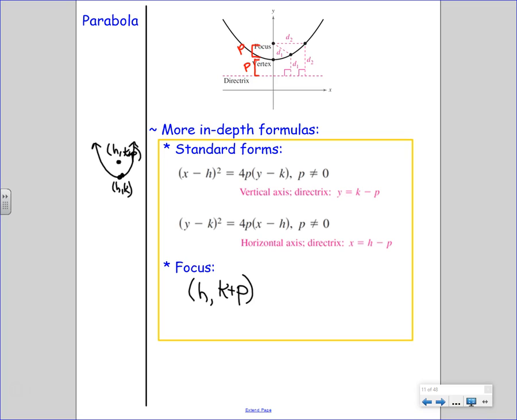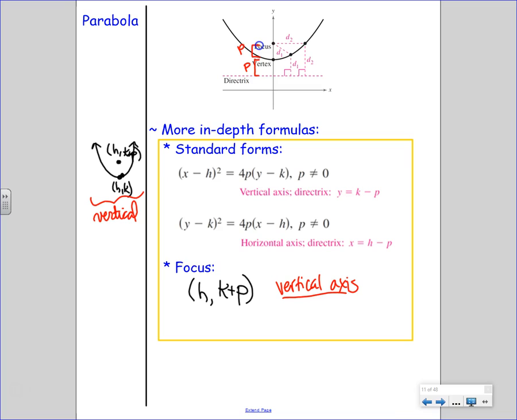If the directrix for a vertical axis subtracts p, the focus is going to add it. So what one does, the other one does oppositely. So for a vertical axis, and this is our vertical axis example, it's vertically oriented.